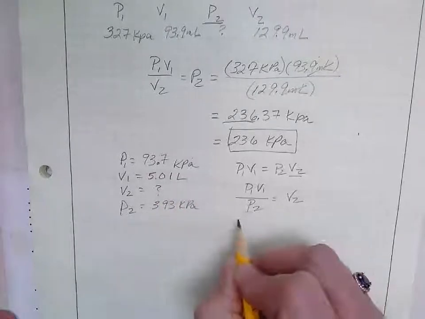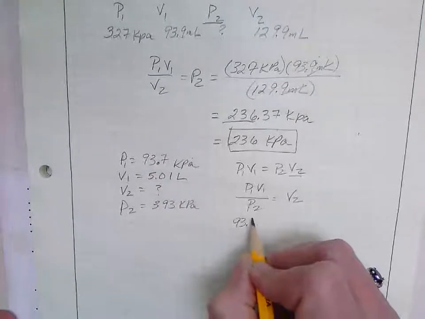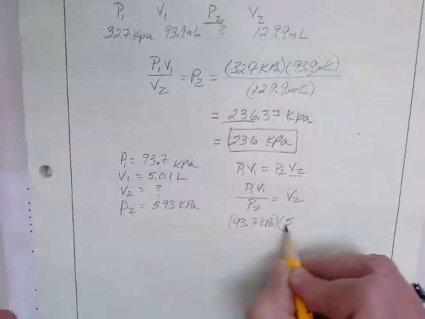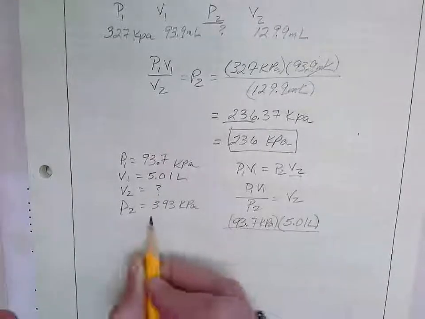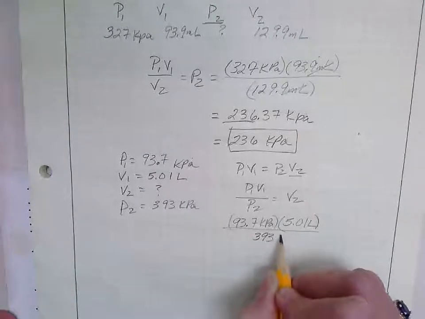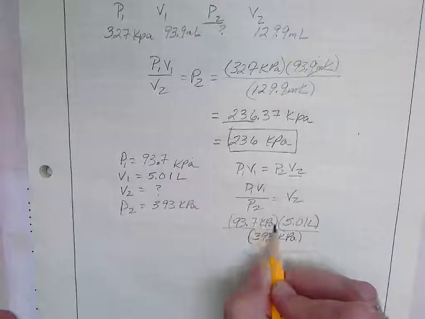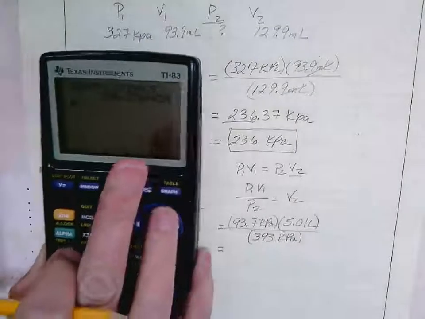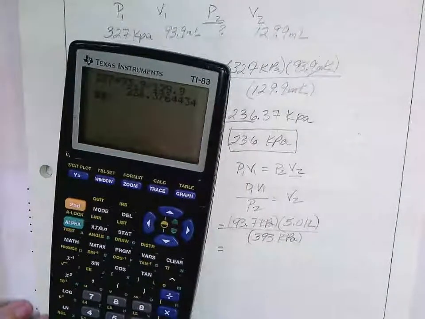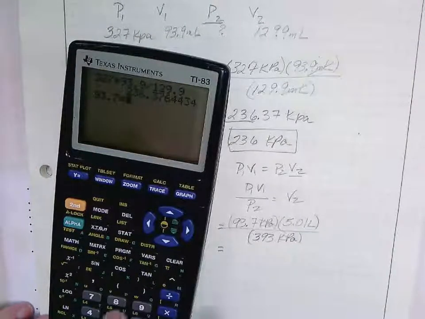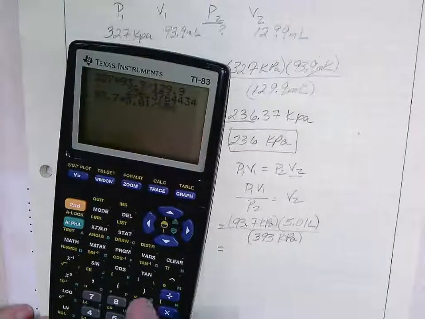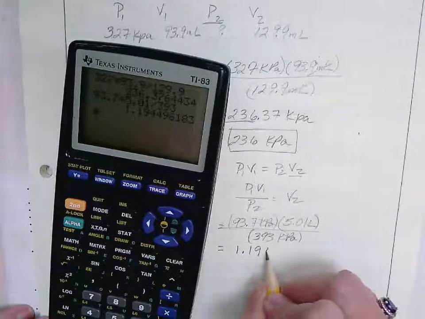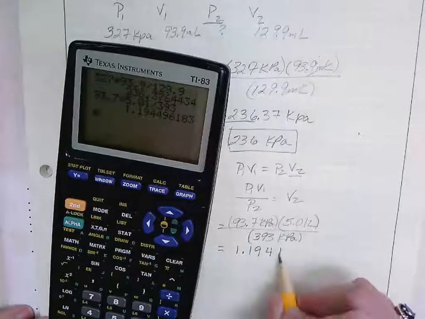And so for P1, I'm going to put in 93.7 kilopascals. For V1, I'm going to put in 5.01 liters. For P2, I'm going to put in 393 kilopascals. Kilopascals cancel. I'm ready now to get out my calculator. And I'm going to put in 93.7 times 5.01 divided by 393 equals 1.194, and that unit is going to be liters.